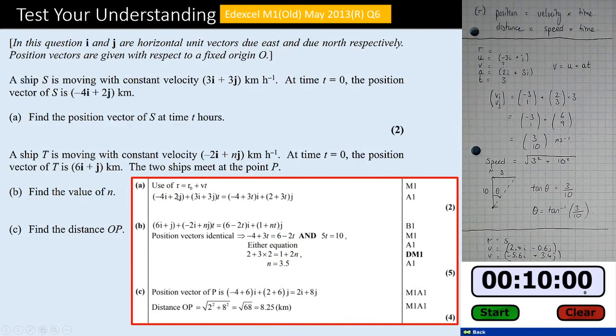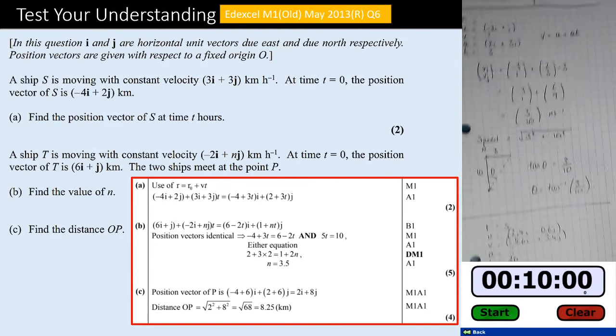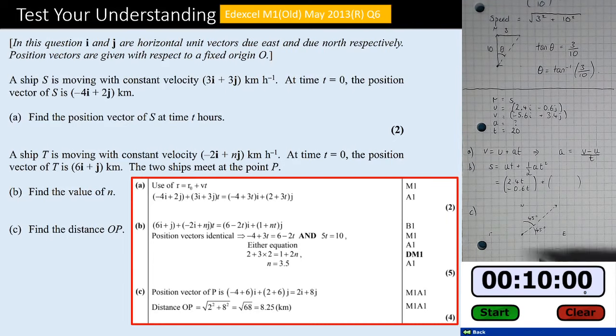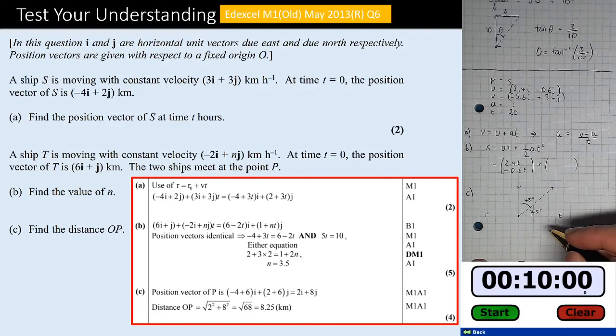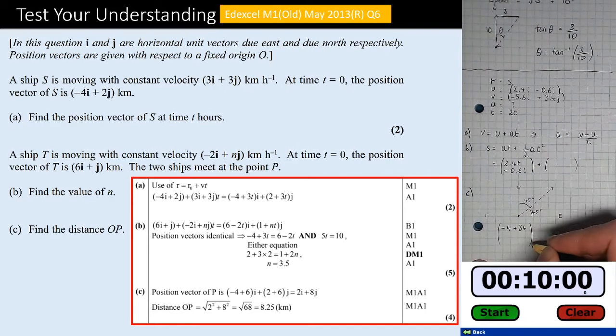Okay, so here's the distribution of marks. Any use of that equation that we saw right at the beginning of today will get you 1 mark. Substituting things in will get you your 2nd mark. In column notation, we just should have -4 plus 3t and 2 plus 3t.